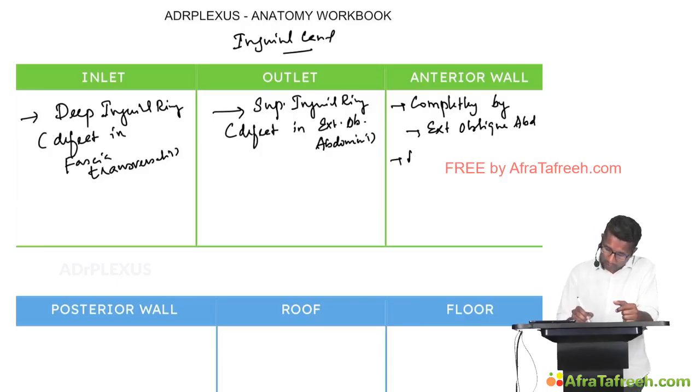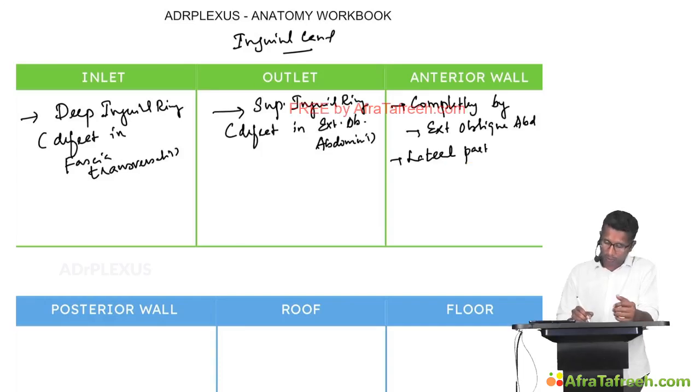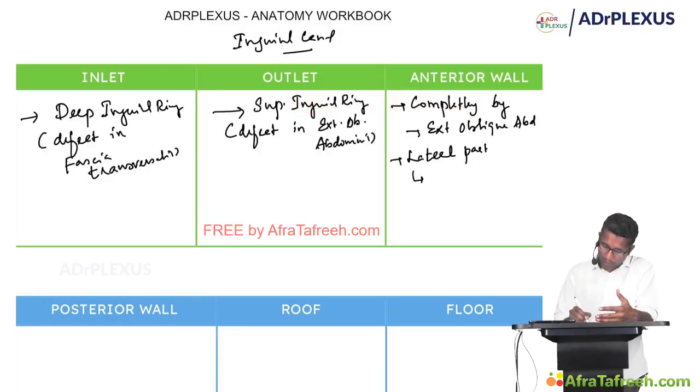And on the lateral part, the external oblique abdominis muscle forms the complete part of the anterior wall. On the lateral part, it is also formed by the internal oblique abdominis muscle.